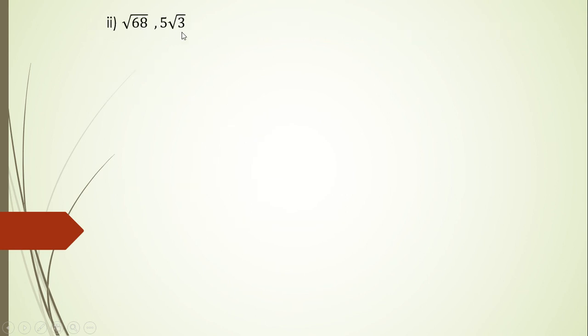Next sum, root 68 and 5 root 3. For root 68, factorize and see whether the surd part is exactly the same. Root 3 is there. We factorize 68 as 4 times 17. One number should be a perfect square here, then only we can take it outside the radical sign. Root 4 is 2, so we get 2 root 17. So root 68 is equal to 2 root 17, and the other number is 5 root 3.